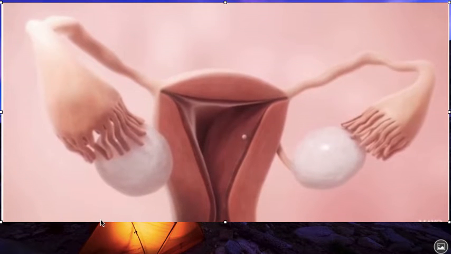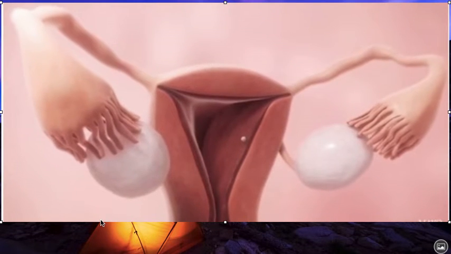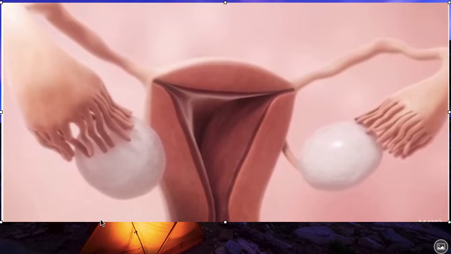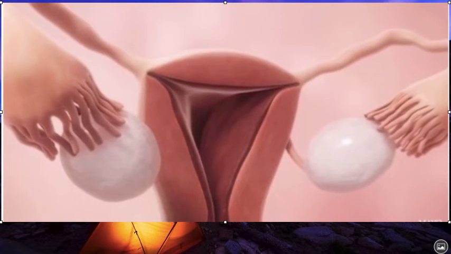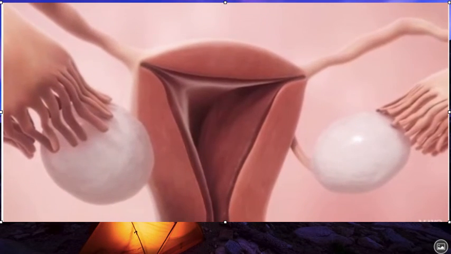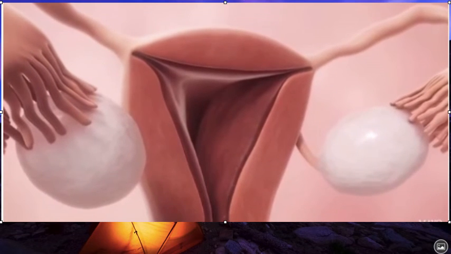Here is the fertilized ovum which has implanted into the uterine cavity. So hopefully the parts of the ovary are clear to all of you. Thank you.